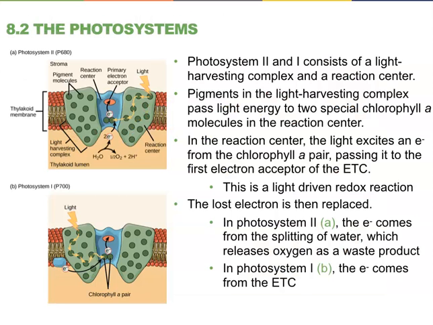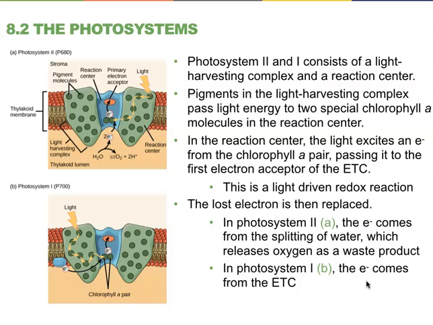Now, what's going to happen? Of course, the lost electron is then replaced. And in photosystem 2, the electron comes from the splitting of water, which releases oxygen as a waste product. So it's photosystem 2, okay, that's going to allow for oxygen to be made. And then in photosystem 1, the electron comes from the electron transport chain.